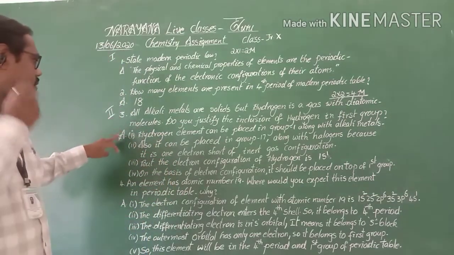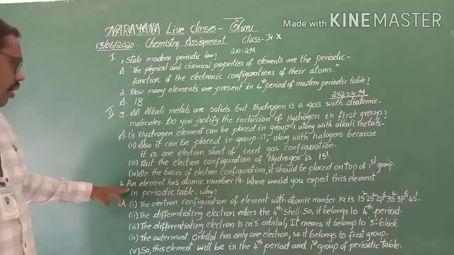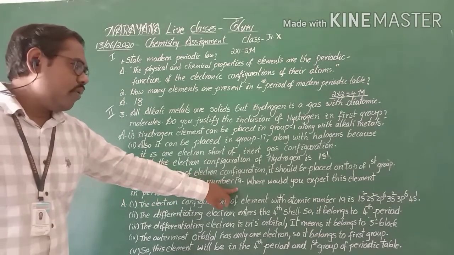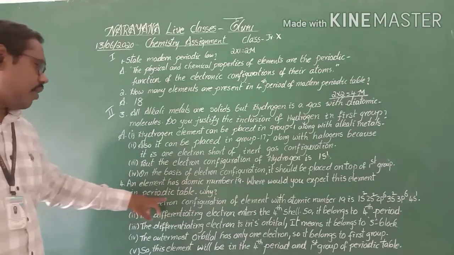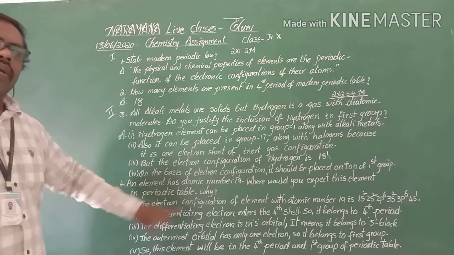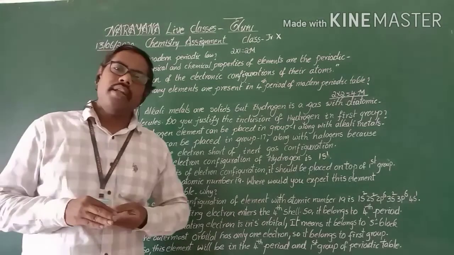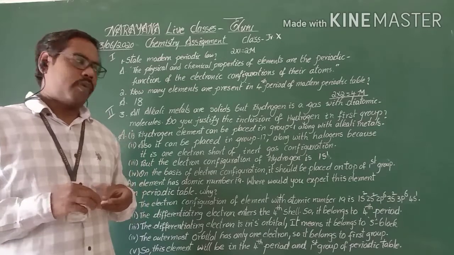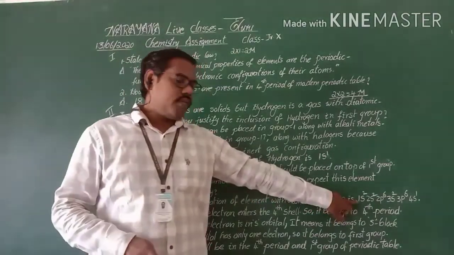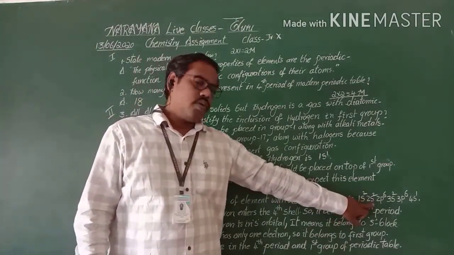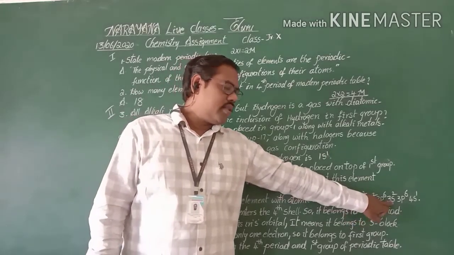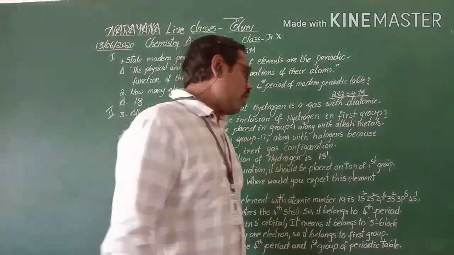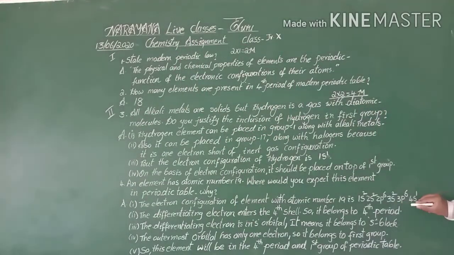Next. An element has atomic number 19. Where would you expect this element in the periodic table? Why? Here the atomic number 19 element is potassium. If you write the electronic configuration of potassium: 1s2, 2s2, 2p6, 3s2, 3p6, 4s1. Here the outermost electronic configuration is 4s1.